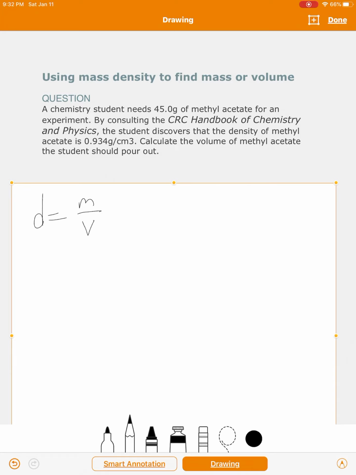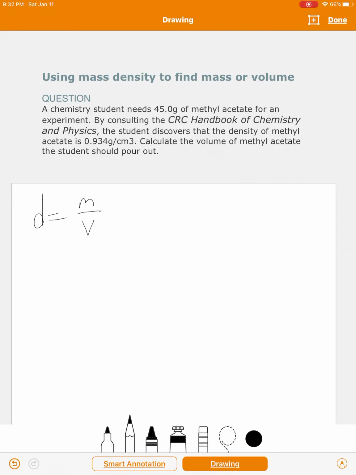Those are the abbreviations we're using for these quantities: the density, the mass, and the volume. We also have units, and the units also have abbreviations. But in this particular question, they're not asking us to calculate the density. They're asking us to calculate the volume. So to find the volume, we have to do a little bit of algebra.